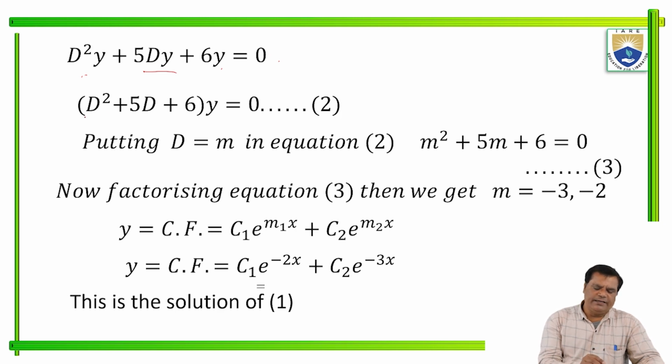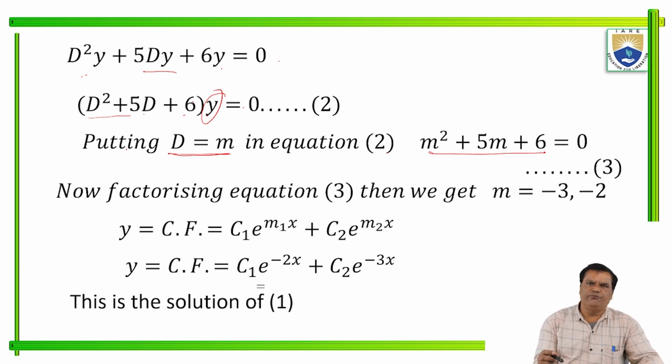So y is common here: (D² + 5D + 6)y = 0. Putting D equal to m in equation 2, we get the auxiliary equation. Y is removed from here. Y is a function and is not 0, so we are taking the other factor as 0.